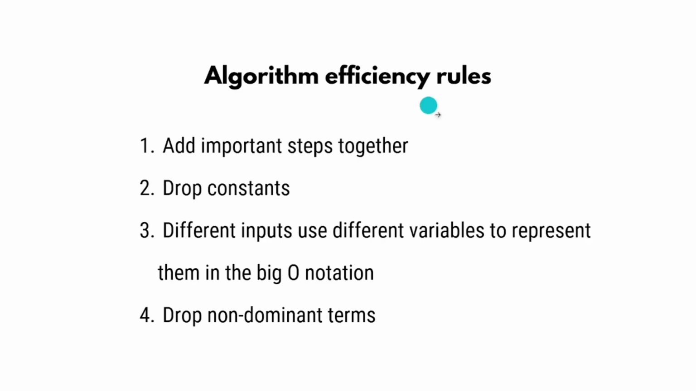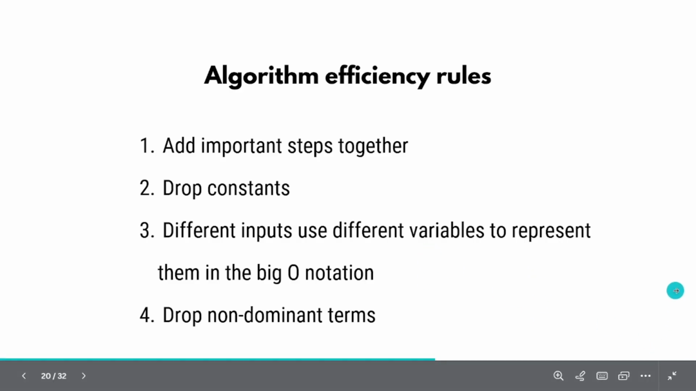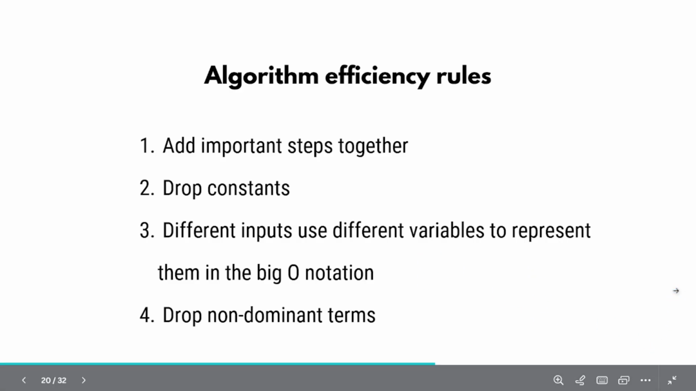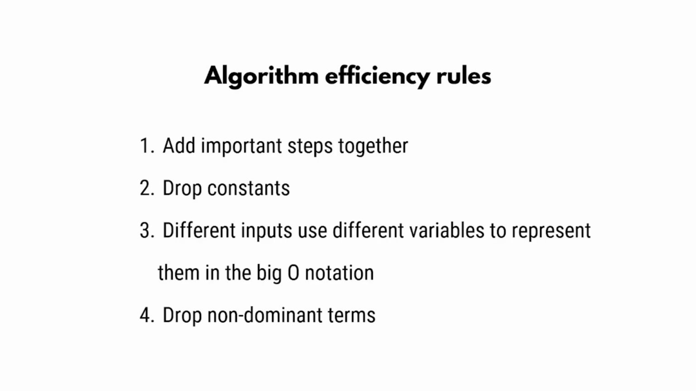So this is how you're expected to find the efficiency of a given algorithm. Number 1, add important steps together. Number 2, you want to drop the constants. Number 3, different inputs use different variables to represent them in big O notation. And number 4, which is important, drop non-dominant terms. So for example, if an algorithm is a nested for loop, which would be big O of n squared, and a regular for loop, big O of n, it's not big O of n plus n squared, because the big O of n is going to be completely dominated by the big O of n squared. So it's not meaningful. The efficiency of the whole program will just be big O of n squared.